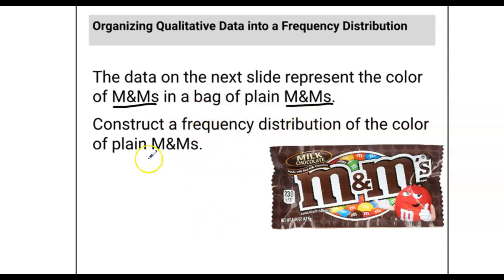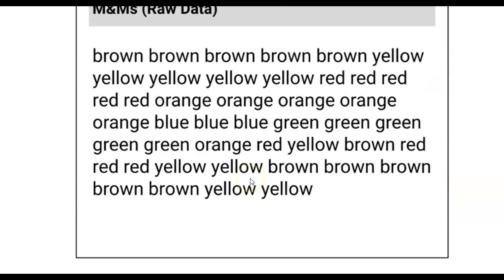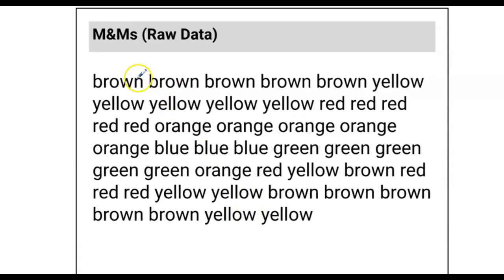Construct a frequency distribution of the color of plain M&Ms. Remember, a frequency distribution is just going to be a table that has all of the different colors of M&Ms. And we can see that very easily down here.